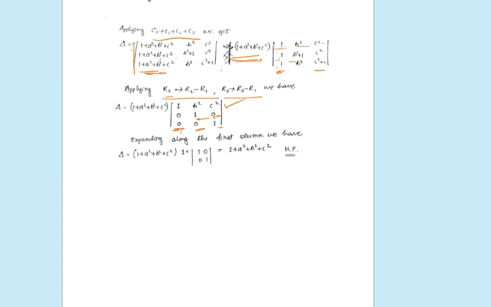We will expand this along the first column, because it is 1, 0, 0. 1 plus a square plus b square plus c square will remain as it is, then it is 1 0 0 1. So 1 into 1, 0 into 0. So 1 into 1 minus 0 is 1. So it will be equal to 1 plus a square plus b square plus c square, which is equal to the right hand side. Hence the proof.